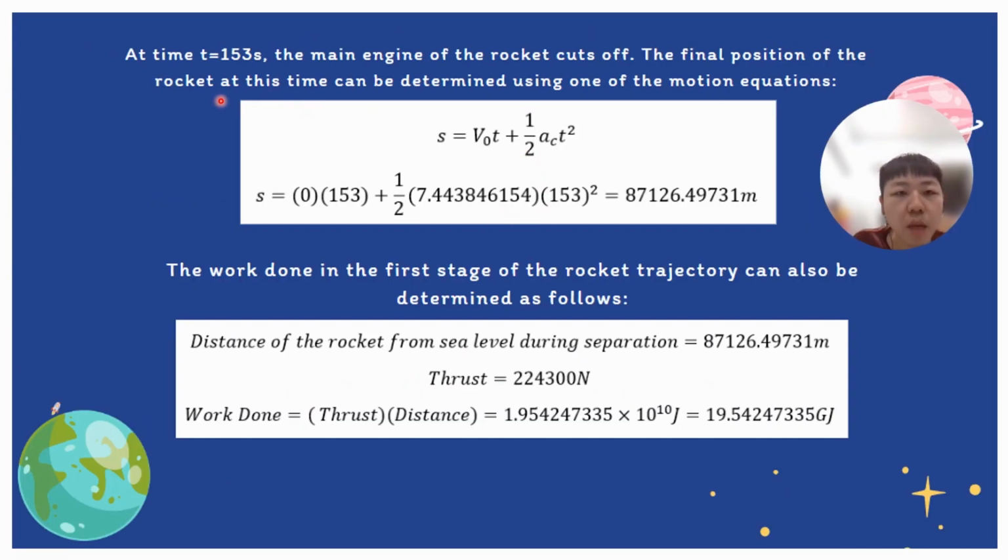And next up, at the time of t equals 153 seconds, is when the main engine of the rocket cuts off. We can utilize one of the motion equations as shown here to find its final position at that time. And in this case, we found it to be 87.126 kilometers up from the surface of the Earth during this time of 153 seconds. Other than that, the work done in the first stage of the rocket motion can also be determined as follows, whereby we multiply its thrust and its distance from sea level during separation, which is obtained beforehand here, to find its work done in energy form.